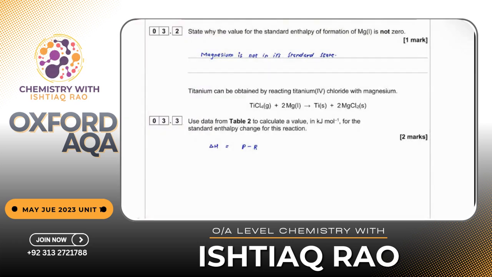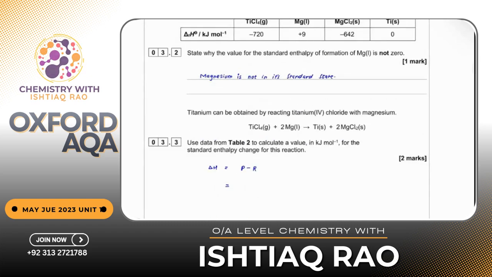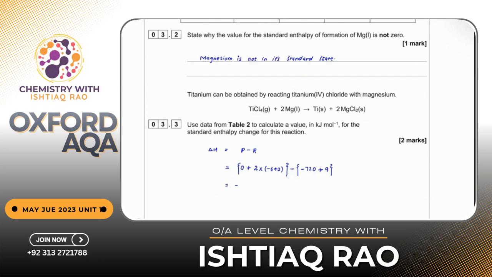Delta H equals product side, Ti, which is 0, plus MgCl2, which is 2 multiplied by minus 642, minus the reactant side, which has TiCl4, so minus minus plus, and Mg liquid is 9, so it's going to be multiplied by 2. I'm supposed to put the bracket first to avoid mistakes. This is product side minus reactant side. So minus 2 into 642. You can simplify this to get the answer.